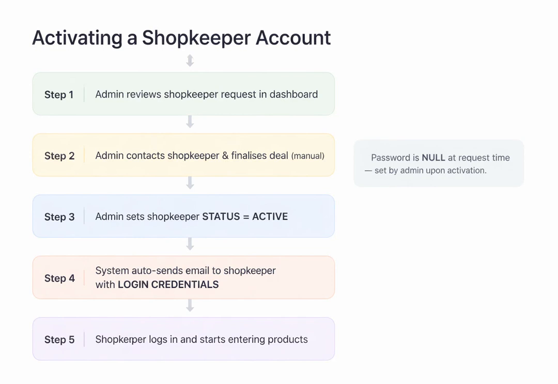Once the deal is finalized, the admin performs a critical action inside the dashboard. They change the shopkeeper's status to active. This single action triggers an automatic email to the shopkeeper containing their login credentials, specifically their username and a system-generated password. This is an important design decision.